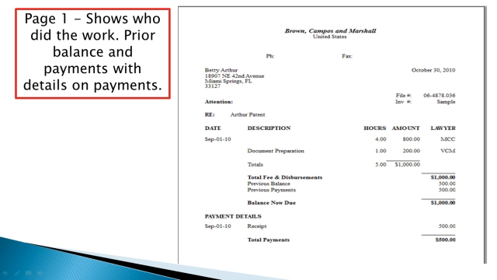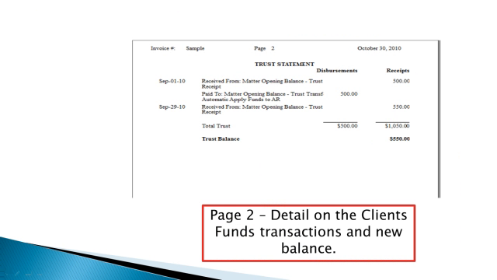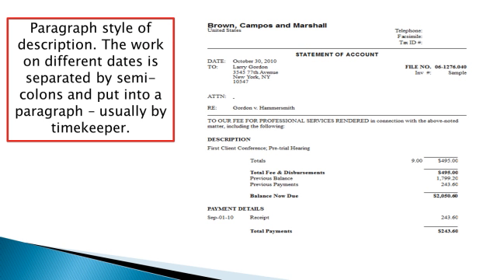This bill shows the detail of the work done and the payments. On the second page, we see the details of the client fund transactions and the new balance, giving the client a clear picture of their client funds account. Another style of bill is a paragraph description. The work done is grouped into paragraphs, usually based on who did the work, rather than each line item listed separately. You can show the hours, but the client will not know how much time was spent on each specific task.